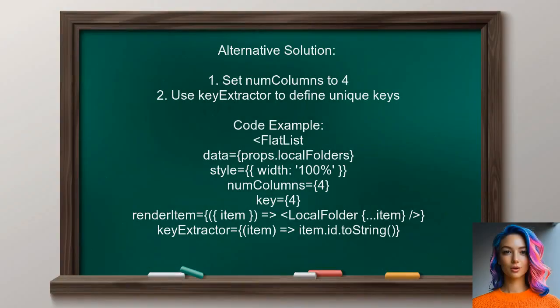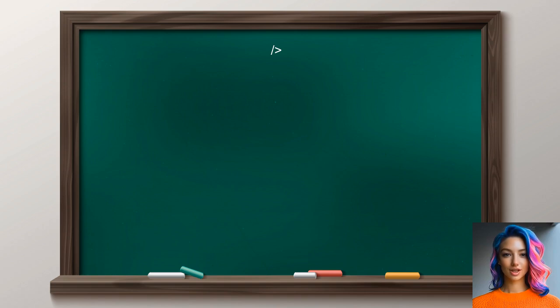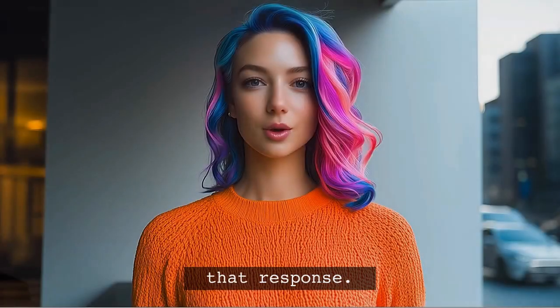Now, let's see a response from a different user. An alternative solution involves setting the number of columns directly in the FlatList component. They suggest using a fixed number of columns, such as 4, and ensuring that the keyExtractor is properly defined to avoid errors. That's it for that response.